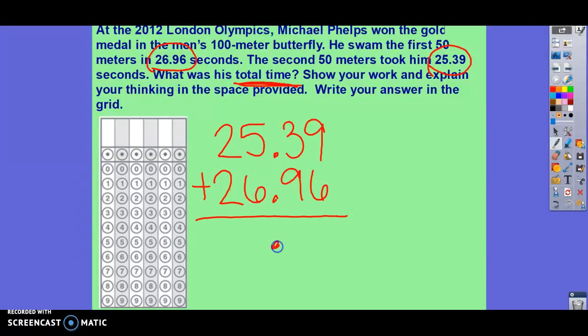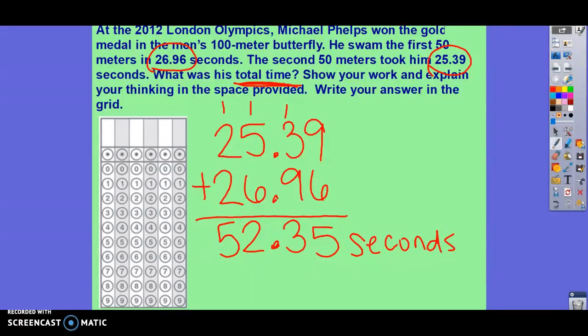starting by lining up our decimals, adding in the hundredths place. 9 plus 6 is 15. 9 plus 3 is 12, plus 1 is 13. Carry over to the ones position. 6 and 6 is 12. Adding 2 plus 2 plus 1 is 5. 52 and 35 hundredths seconds. We would write that on our chart. 35, 52. You bubble in whichever numbers correspond with your correct answer.